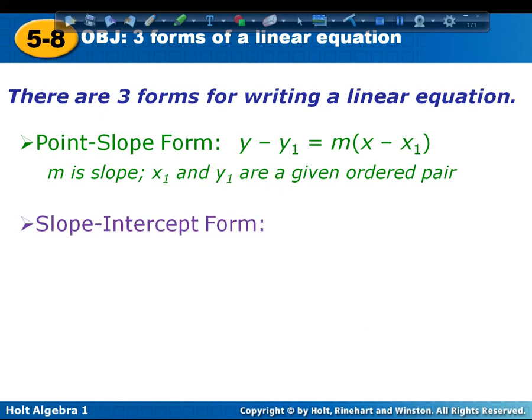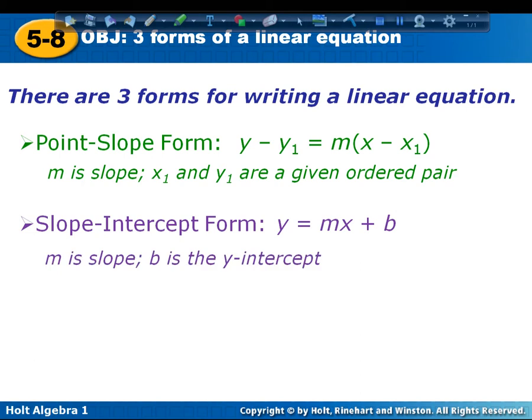The next one is slope-intercept form. And that's just y equals mx plus b. That's the one that we're most used to. M is the slope and b is the y-intercept.